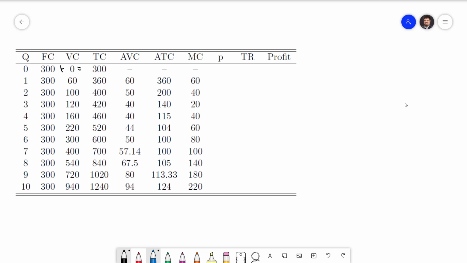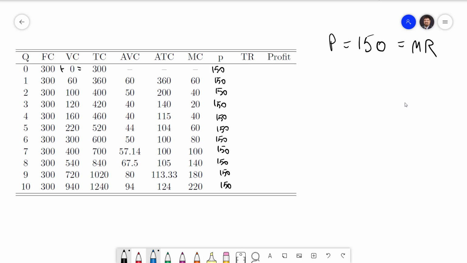To start out, let's think about what happens if the price in the market is 150. This means that our marginal revenue is also 150. I'm going to fill that in all the way down. We're now going to compare our marginal cost and price to see how much output we should produce. Looking at the first unit, price is greater than marginal cost, which means that we would make more profit by producing the first unit, so that's a go.